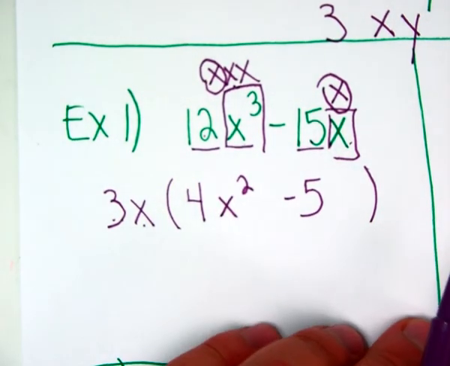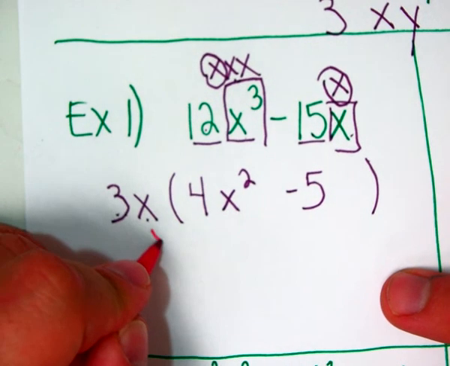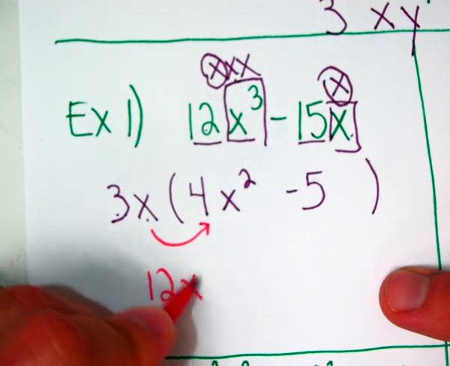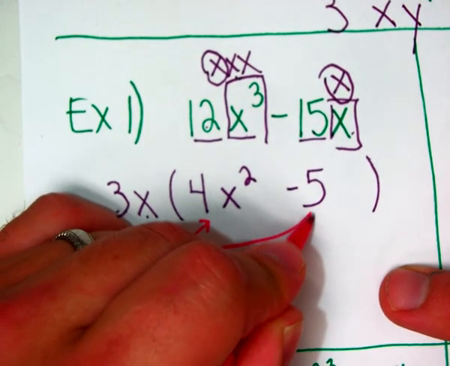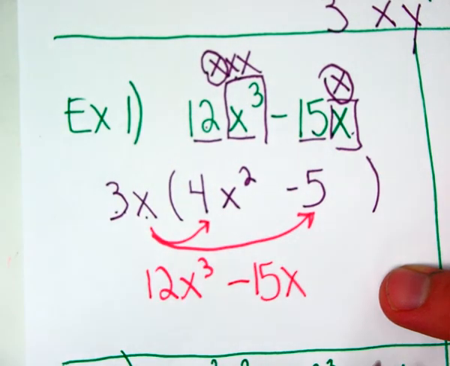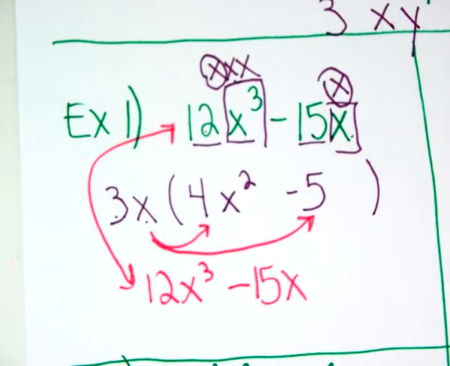What's really nice about this is that you can do a quick check to make sure that you did this right whenever you're doing these problems. So if I was to take this and distribute it, 3x times 4x squared would equal 12x cubed. And 3x times negative 5 would equal negative 15x. Once we've done that, we can quickly see that my answers are identical between these two, that I've gone ahead and taken out the GCF correct.